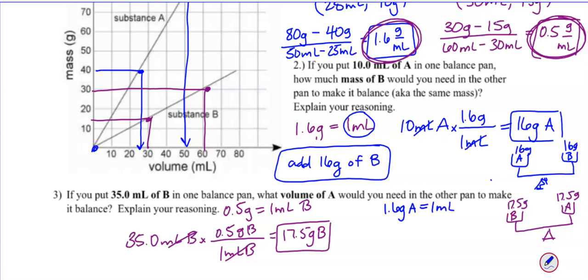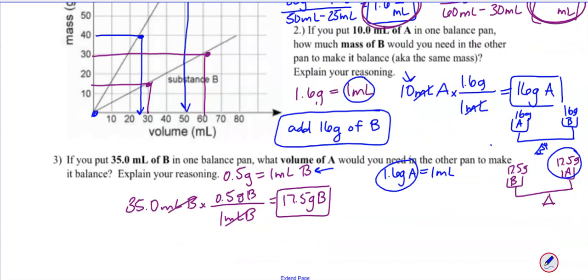So I don't know a number off the top of my head that I can multiply by each side to get this to equal that. 1.6 times what gives me 17.5? I don't know. So that's where dimensional analysis starts to become really important. These were easy when I'm just dealing with ones and tens and things like that. It's now getting a little bit harder.